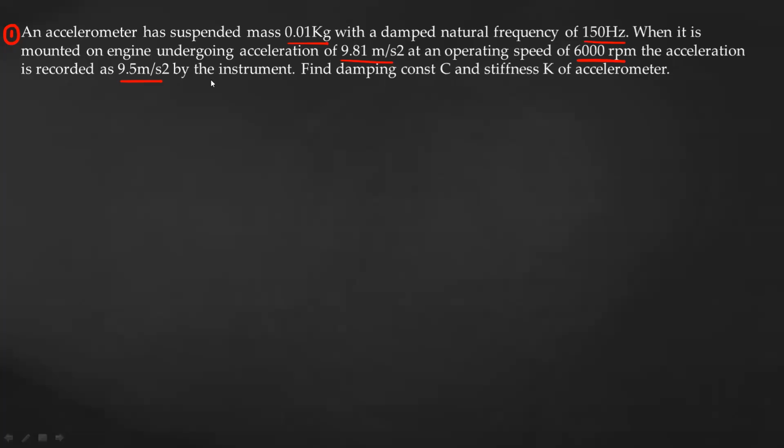So the problem given here is on the accelerometer. What is given in this problem? An accelerometer has a suspended mass of 0.01 kg with damped natural frequency 150 Hertz. When it is mounted on an engine undergoing the acceleration 9.81 meter per second square at an operating speed of 6000 rpm, the acceleration recorded by that accelerometer is 9.5 meter per second square.